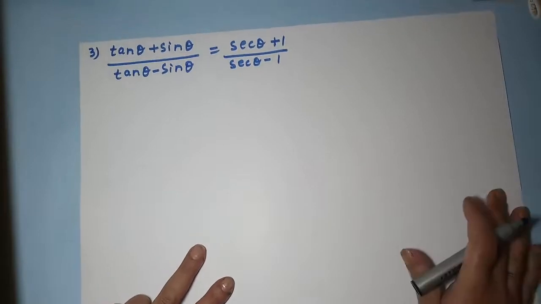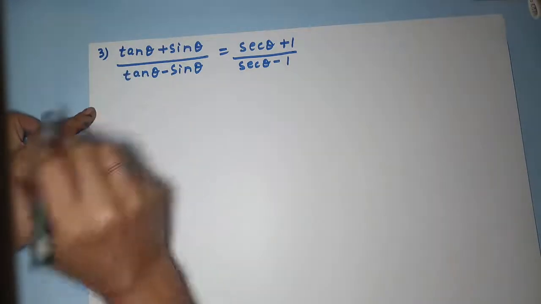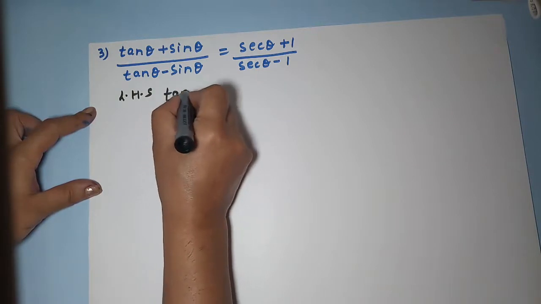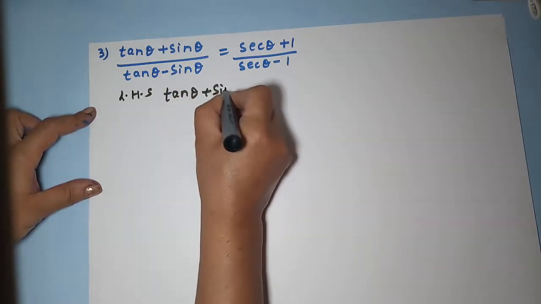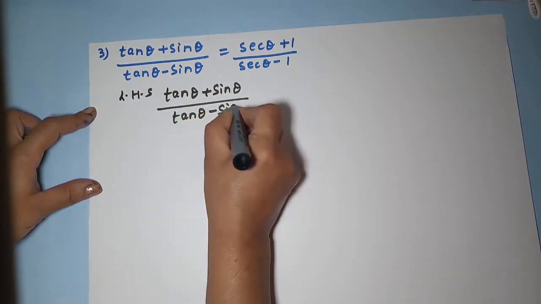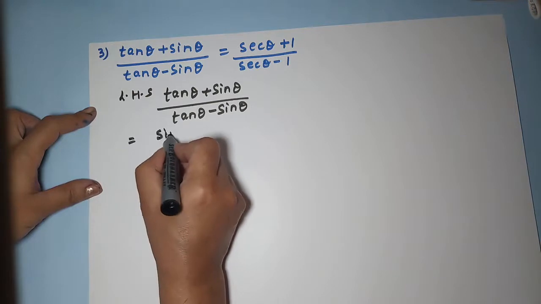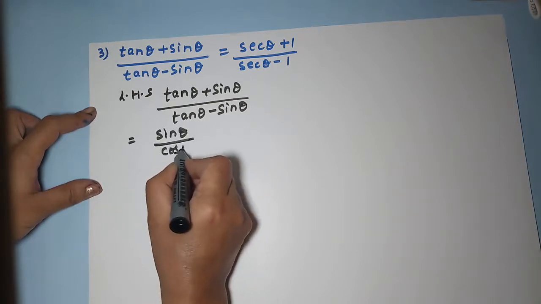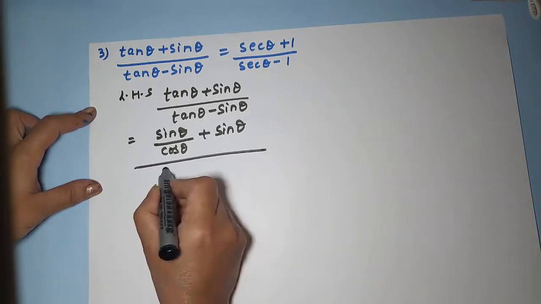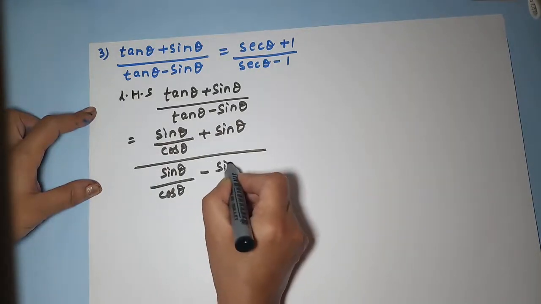Okay. Now one more. What we will do with this, we will write the left hand side first. What is my left hand side? It's tan theta plus sin theta upon tan theta minus sin theta. So I will convert tan into sin and cos. So that will be sin theta upon cos theta plus sin theta. And in the denominator, I will have sin theta upon cos theta minus sin theta.